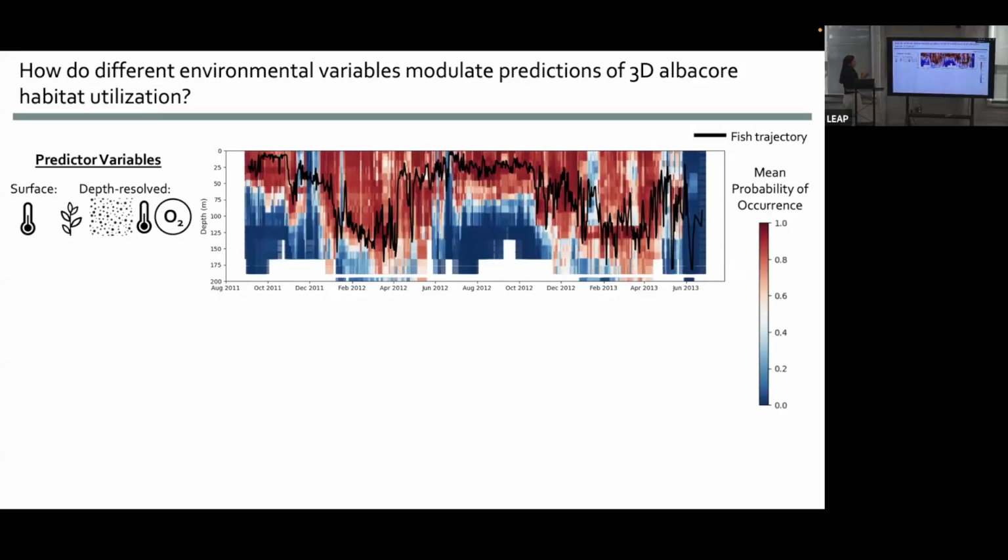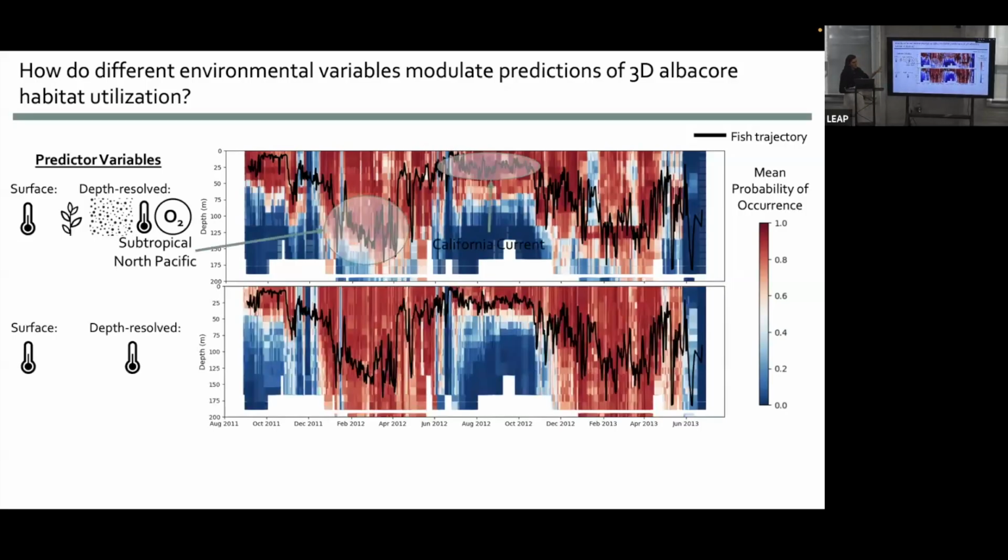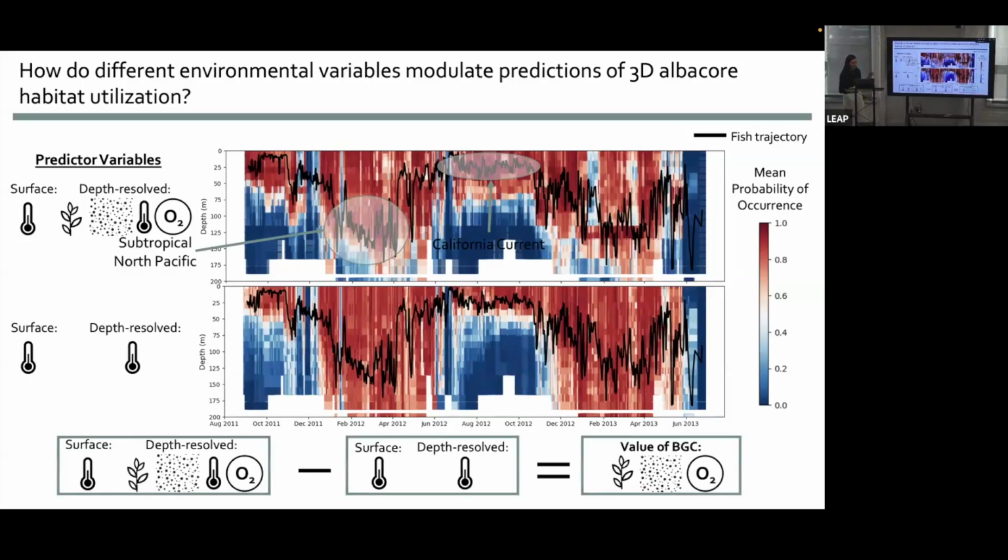We can then decompose these predictions into different combinations of predictor variables. So, for example, we can ask, how does temperature alone constrain vertical habitat use along this fish track? And we can take this one step further to understand where and how biogeochemical information is influencing fish behavior by simply taking the difference between these 2 plots.